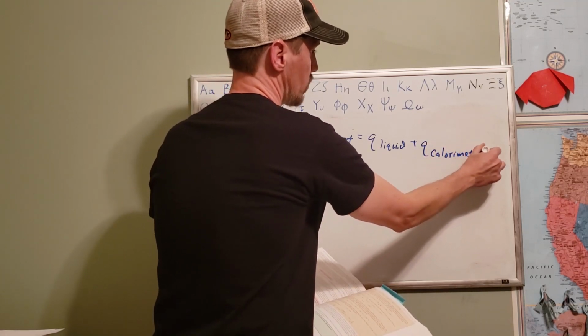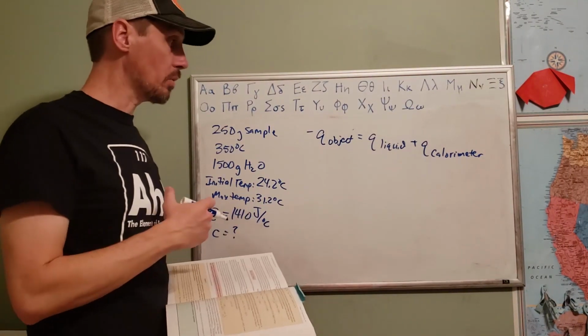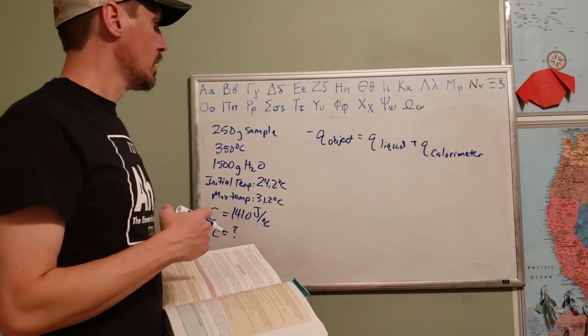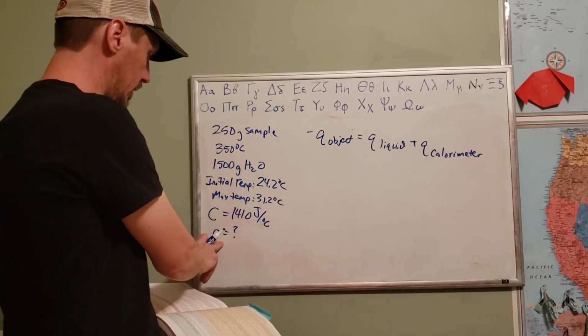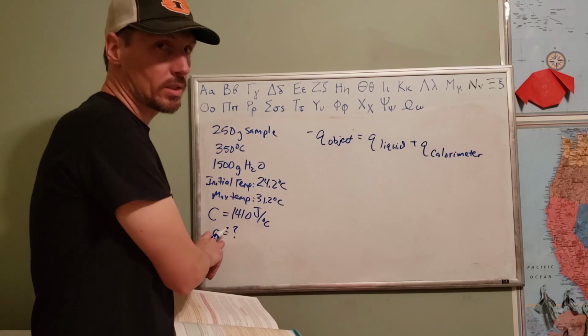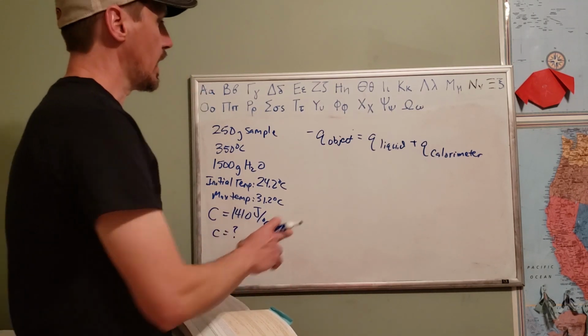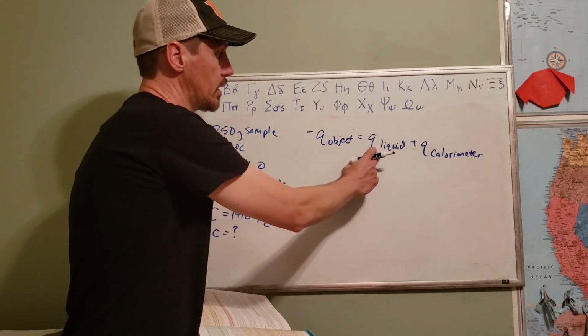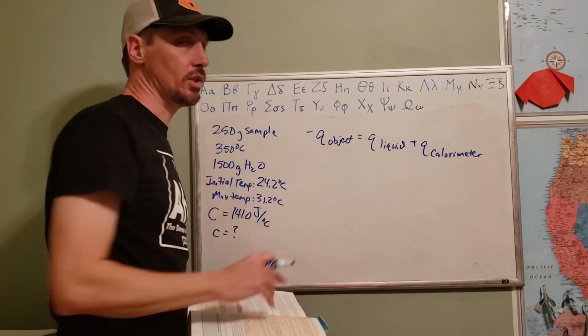In our last examples, we ignored Q of the calorimeter. We said it was negligible and we could ignore it. But now we want to take that into account, okay? So if we're going to try to find the little c of the object, that's the point of this whole experiment, then we're going to have to calculate these values of the liquid and then the calorimeter. And from that, we can figure out the Q of the object.